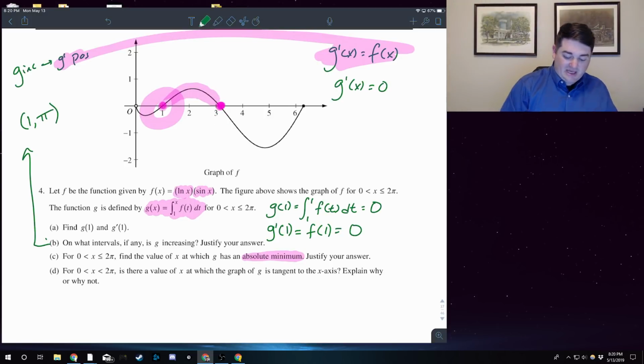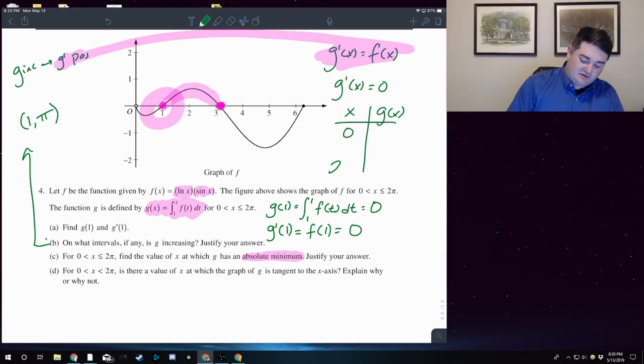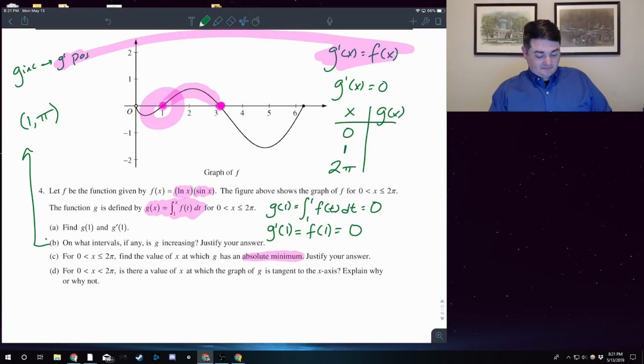So when I do my candidates test, I've got values of x, values of g of x. I need to check my endpoints, 0 and 2 pi. And I need to check the one critical point in between that is a minimum. So that's going to be at 1. So g of 0, that's going to be the integral from 1 to 0 of f of t dt.